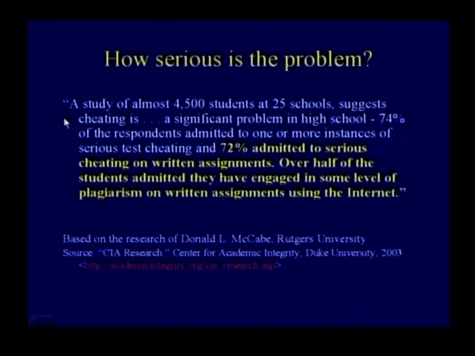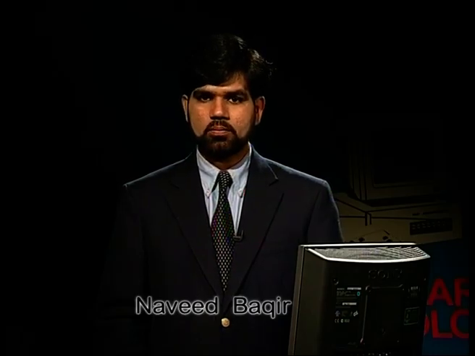A study of almost 4,500 students at 25 schools in the United States suggested cheating is a significant problem in high school. 74% of the respondents admitted to one or more instances of serious test cheating. 72% admitted to serious cheating on a written assignment. Just imagine. So if children in schools are cheating, what type of researchers would they make? So we have to make sure that we avoid this type of ethical issue.